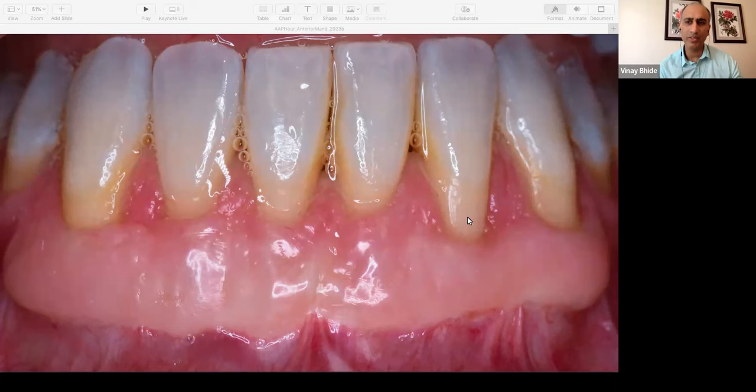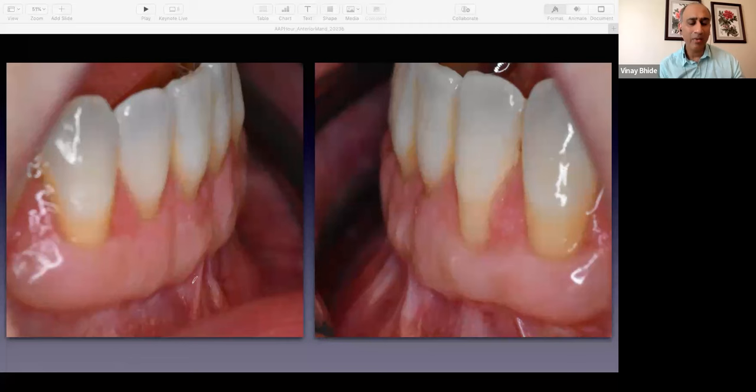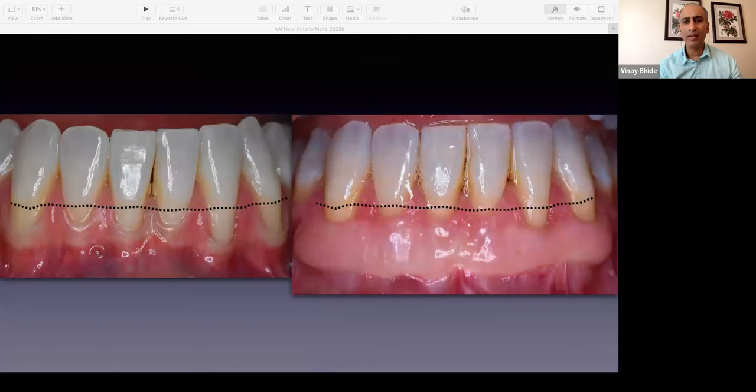When we look at the lateral views, we can really appreciate again the increase in vestibular depth, the phenotype modification. And yes, we didn't achieve the root coverage that maybe we wanted to achieve, but we solved the problems of the vestibular depth, the quality of tissues, the frenum pull. And when we look at the preoperative and 1 year postoperative side by side, we can really appreciate that even though we didn't get a ton of root coverage, we probably got better than we thought we did.